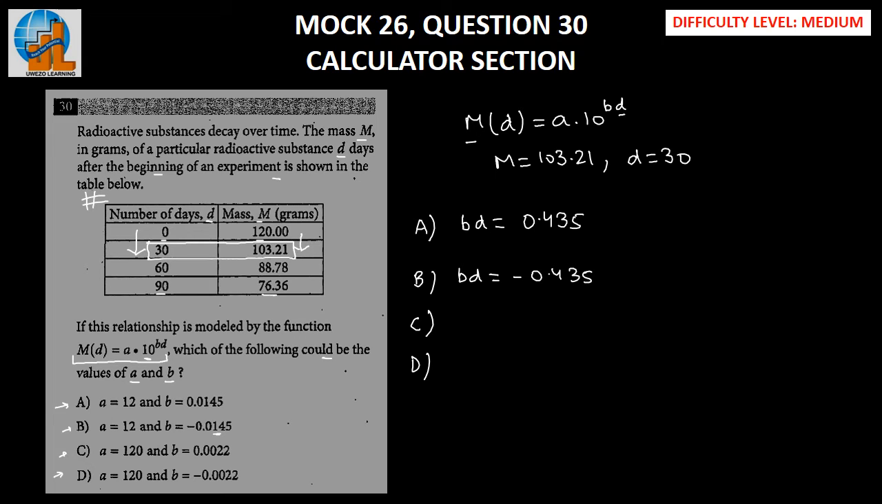Let's go to option C. bd should be 30 into 0.0022, so that would be 0.066, and for option D it would be minus 0.066 because the value of b is the same in both option C and D. There is just a negative sign in option D, that's why we have got a negative sign here. Now let's find the value of 10 raised to the power bd here for all the 4 options.